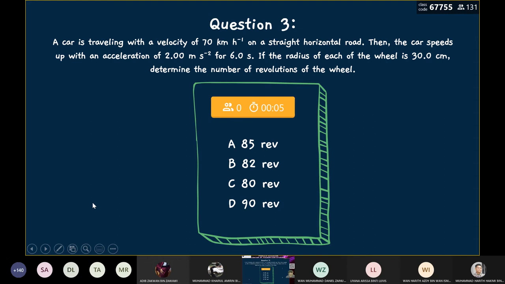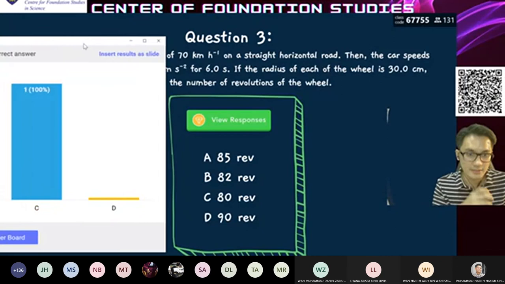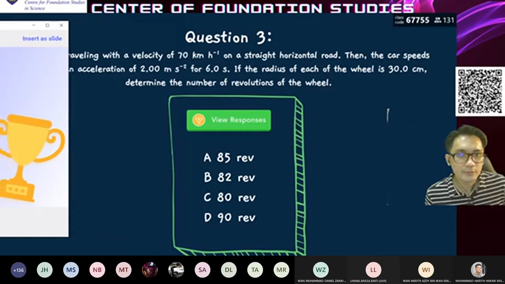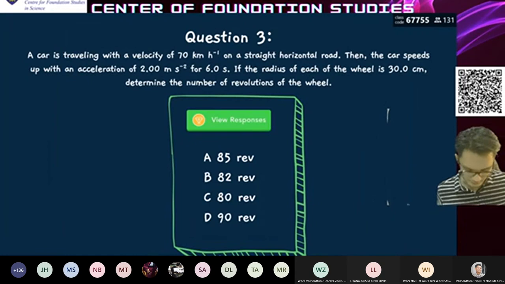Seorang je jawab. Okay, siapa seorang tu yang bertuah? Sekejap, I will stop sharing. Okay, so yang menjawab seorang sahaja. Siapakah ini? Hazim FJ3. Okay. Sekejap. Okay, the leaderboard untuk hari ini seorang sahaja Hazim yang betul. Okay, never mind. Kenapa, apa kita tengok dia punya jawapan. We'll see the solutions.